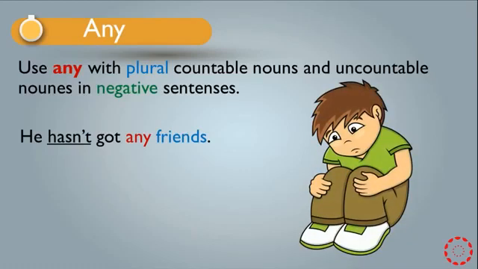He hasn't got any friends. Look at the word hasn't. We have hasn't here, which indicates that the sentence is negative. That's why we used any. And the word that comes after any is plural. Friends. He hasn't got any friends.